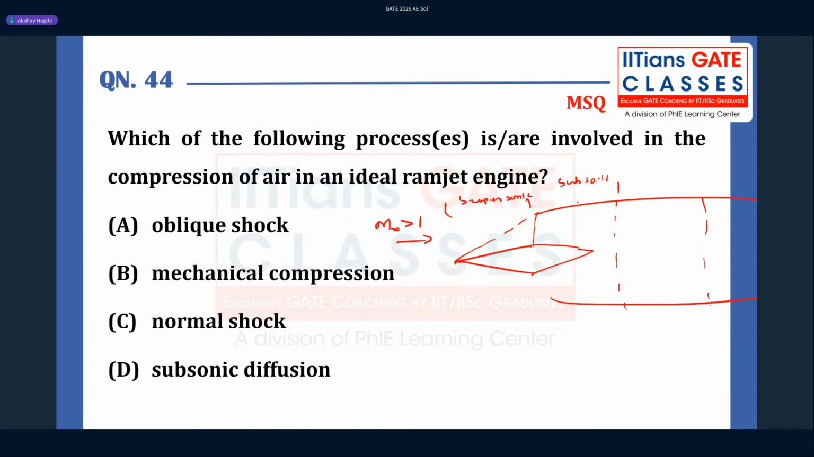This is the subsonic part of the diffuser. The ramjet doesn't have any mechanical or moving parts, so this is not correct. Oblique shocks, yes, they do exist, and normal shocks, they do exist, weak normal shocks usually, and then subsonic diffusion. Yes, we have a subsonic diffuser action. So A, C, and D are correct in an ideal ramjet scenario.